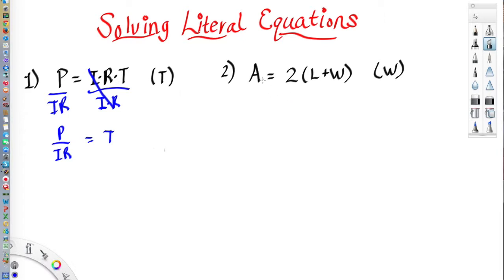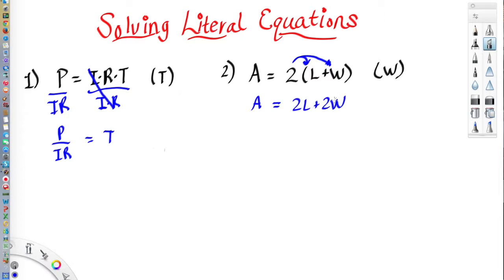Number two, I have A is equal to 2 times the sum of the length and width. Well, the first thing I need to do is simplify. I'm going to simplify by distributing the 2 to both of these terms. So now I'll get A is equal to 2L plus 2W. Now I want to solve in terms of W. So I need to ask myself what's happening to W. Mathematically, it's being multiplied by 2, and it's also having 2L being added to it.